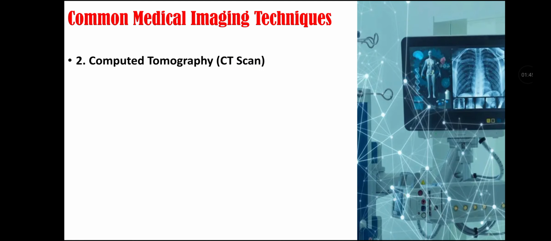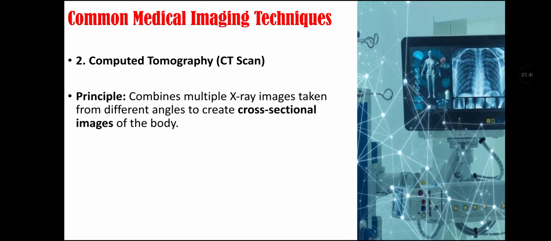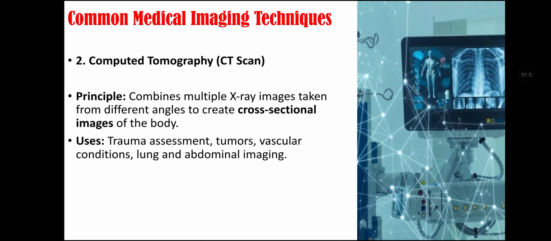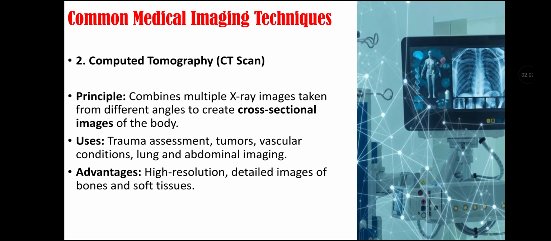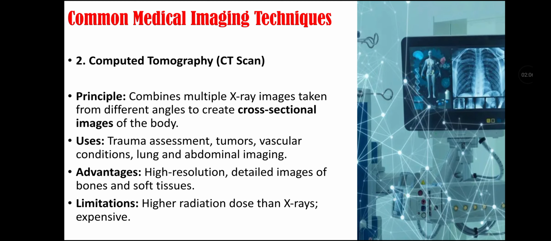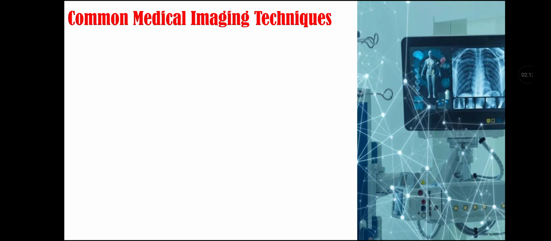Second medical imaging technique is computed tomography, also called CT scan. It combines multiple X-ray images taken from different angles to create cross-sectional images of the body. It is used in trauma assessment, tumors, vascular conditions, lungs, and abdominal imaging. Its advantages include high resolution and detailed images of bones and soft tissues. Its limitations include a higher radiation dose than X-ray and it is also expensive.